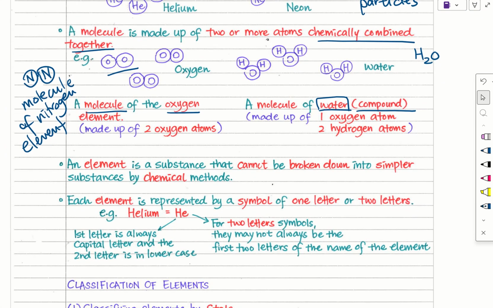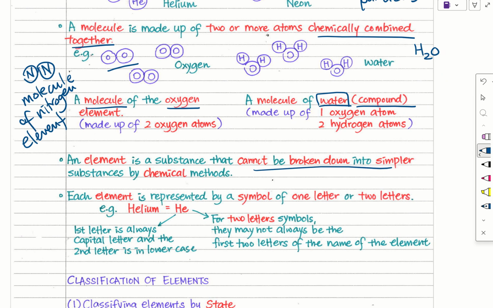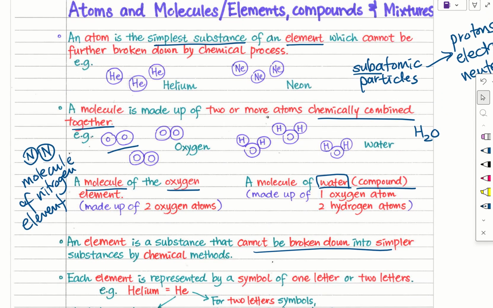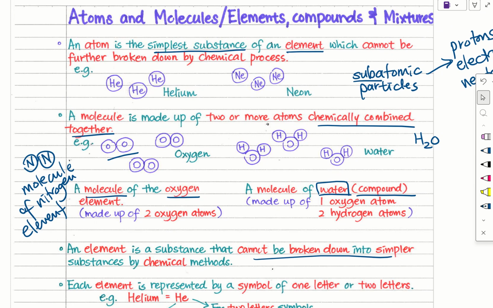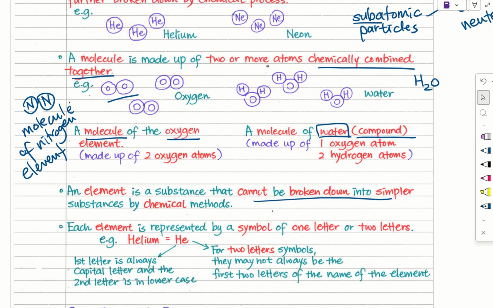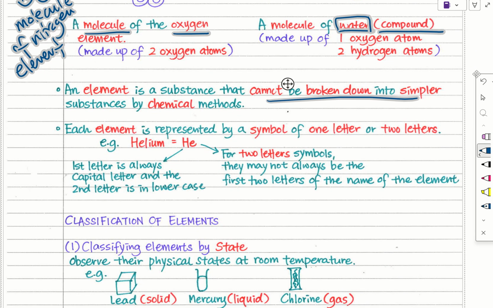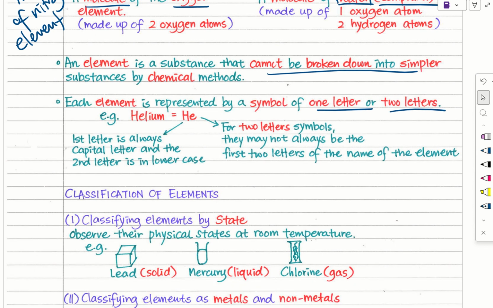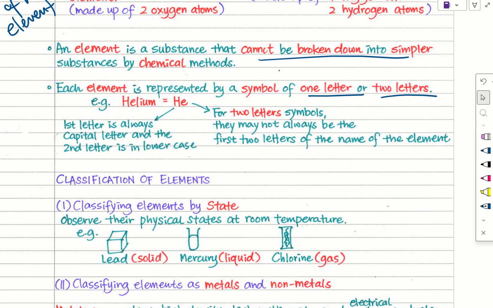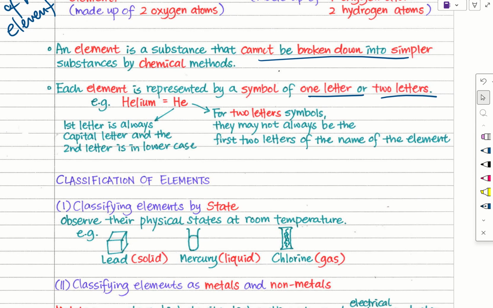Now, what's an element? An element is a substance that cannot be broken down into simpler substances by chemical methods. It looks quite similar to your atom definition. Please memorize both. Each element is represented by a symbol of one letter or two letters. The first letter is always a capital letter, and the second letter is in lowercase. For two-letter symbols, they may not always be the first two letters of the name of the element. For example, potassium. The symbol is actually K, so it may not always take the first letter.